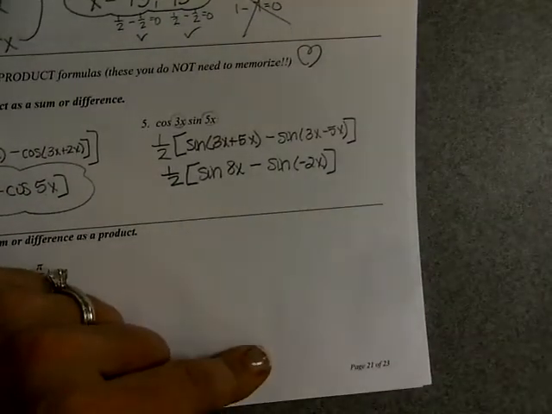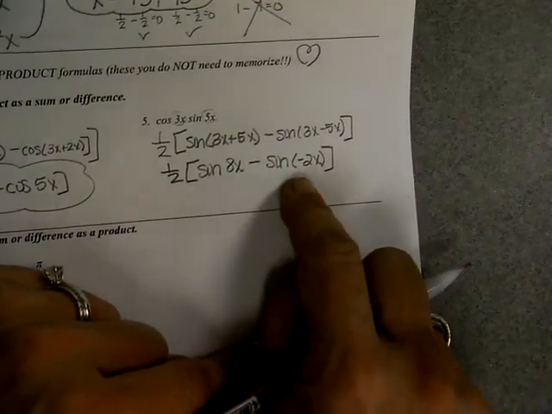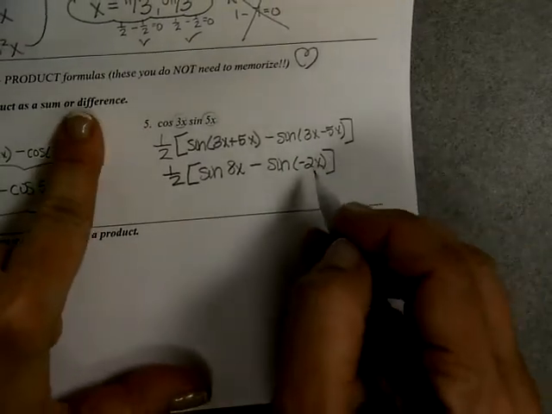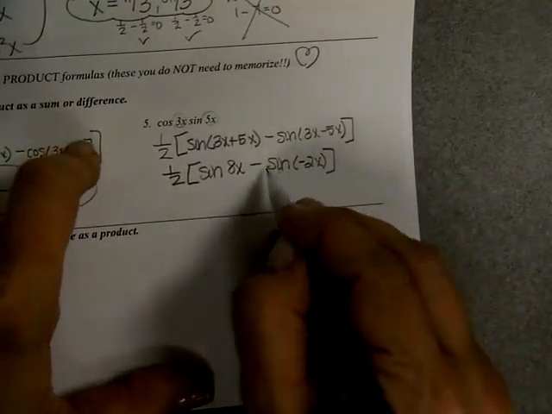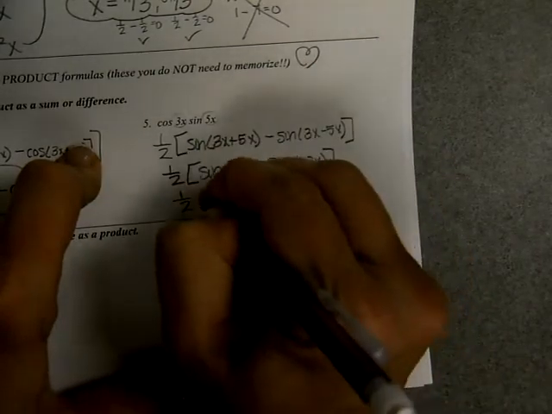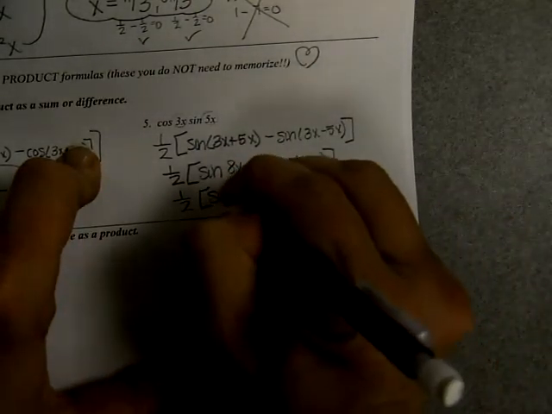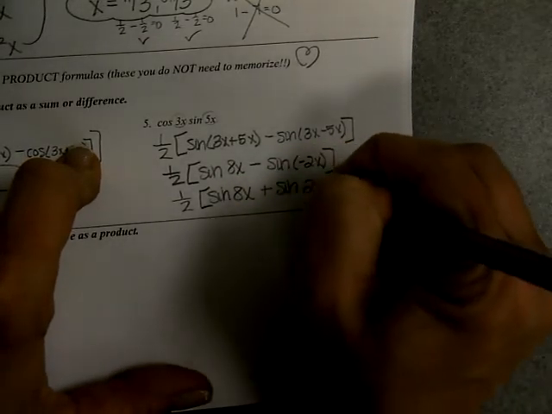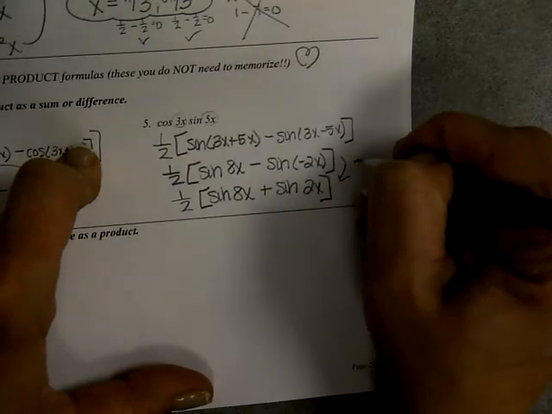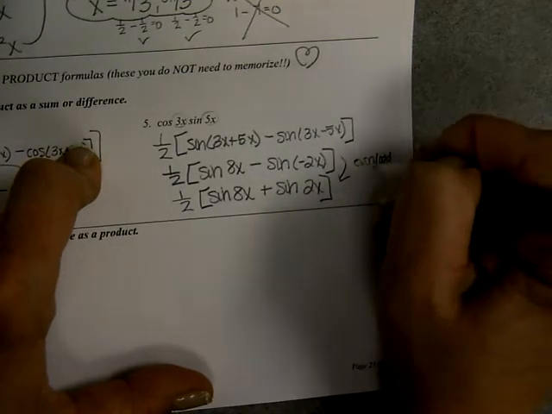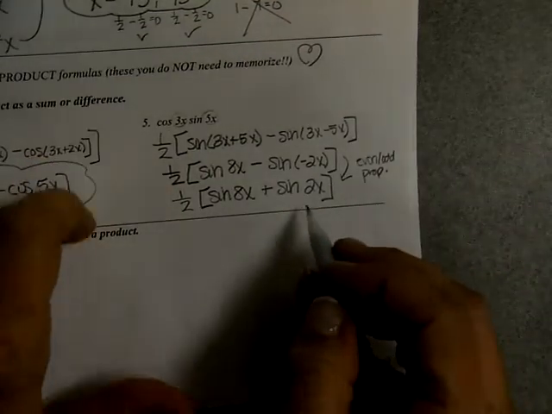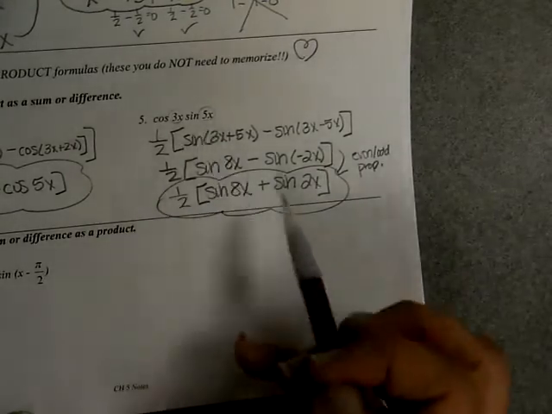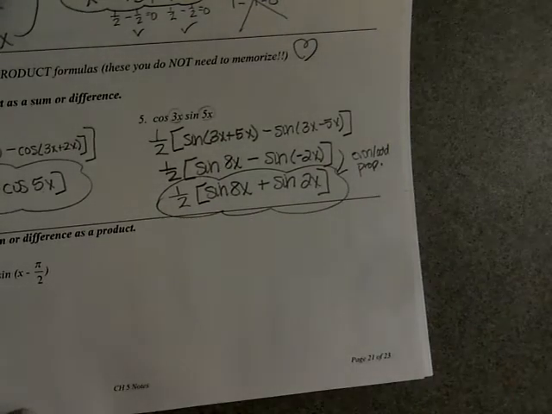-2x. Now, I'm not going to leave it like that, because what I can do when I have a negative angle here is I can use my even and odd properties. And I know since sine is an odd function that this is really going to be the opposite, so I can rewrite this as 1/2 times the sine of 8x and then plus the sine of 2x. So again, from here to here, I used the even odd properties to clean that up a little bit. And that's all she wrote for that one. Okay, so again, we took the product and we wrote it as a sum or difference.